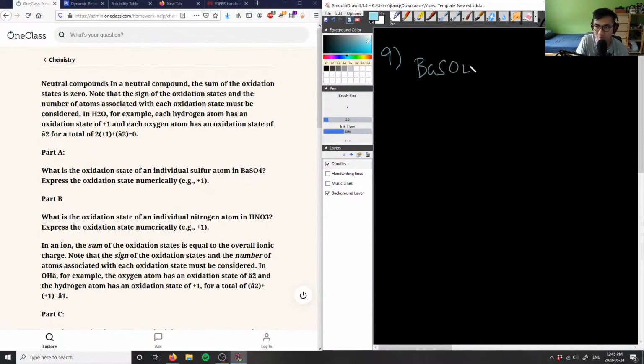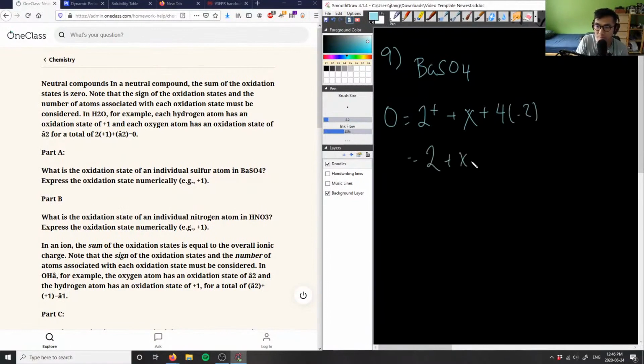So it would be BaSO4. And again, the overall charge here is 0. So what we can do is isolate these guys here. Barium has a charge of 2+. We don't know sulfur here, so it's X. And then oxygen we do know: oxygen has the oxidation state of -2, but we have 4 of those guys. So I'm going to say 4 times -2.